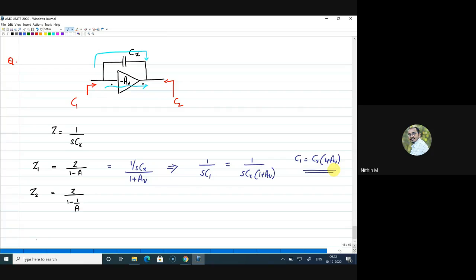All right. So in that case, can I know what is C2? Can I get the answer here? C2.